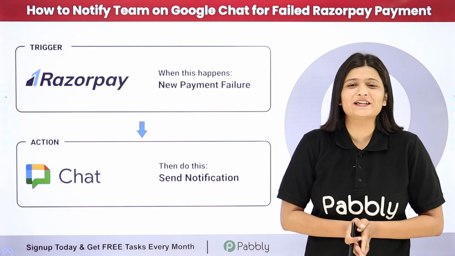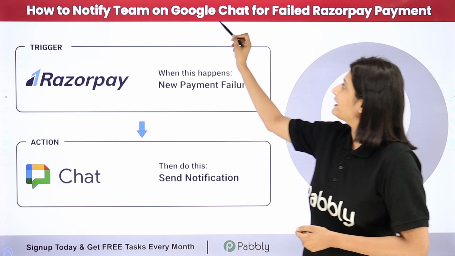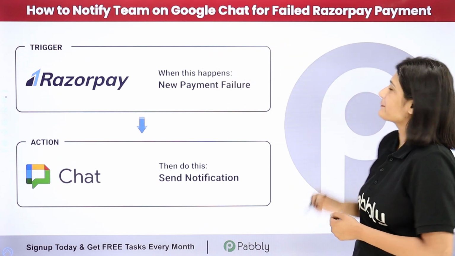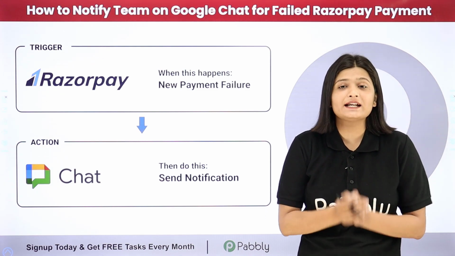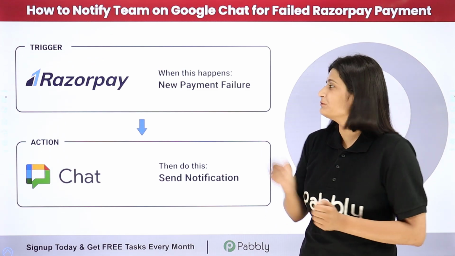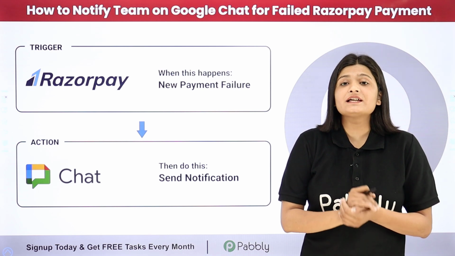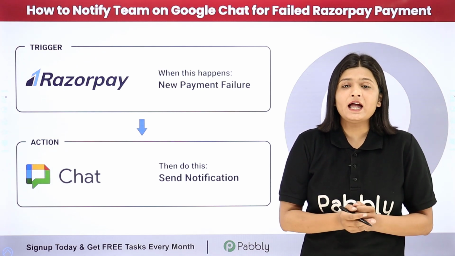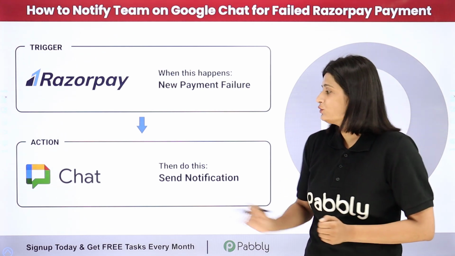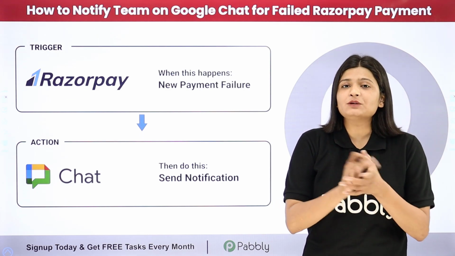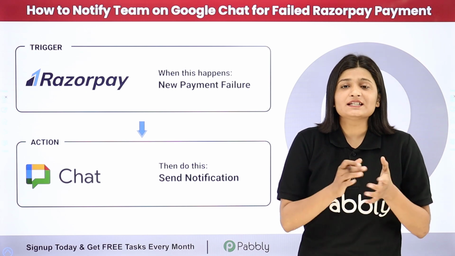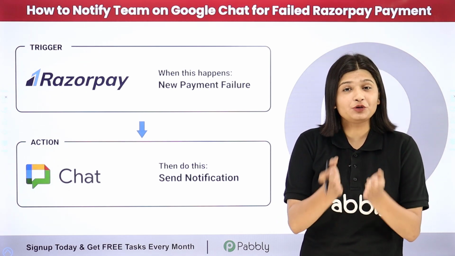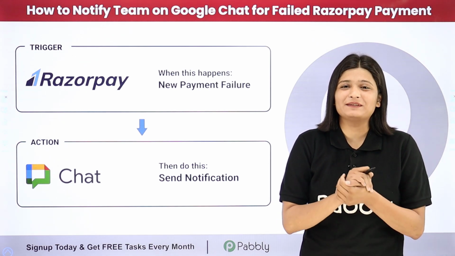So in this video, we are going to learn how to notify team on Google Chat for failed Razorpay payment. So let's suppose I am running an online business store and I am collecting all my payments with the help of Razorpay. Now whenever there is a payment failure in Razorpay, I want to notify my team on Google Chat. Now I completely want to automate this process because if I start doing this manually, this will consume a lot of time. Now to do this automation, I am going to use Pabbly Connect.